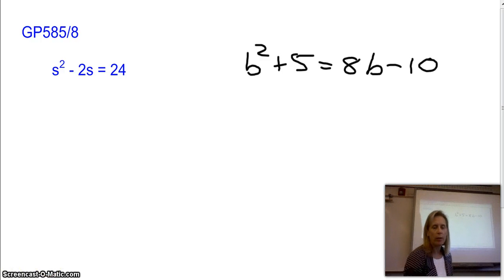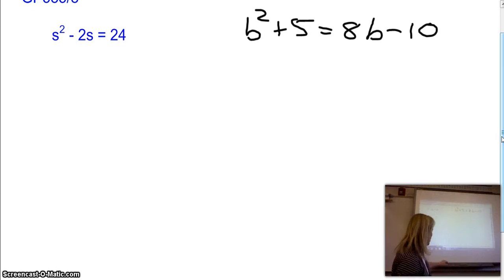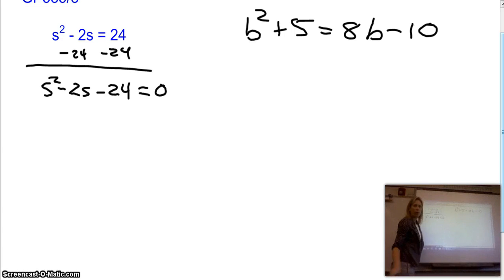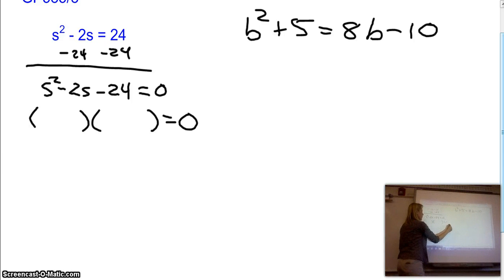Okay, hopefully you set this equation equal to 0 first, right? And how did you do that? Subtract 24 from both sides. s squared minus 2s minus 24 equals 0. So here is our trinomial, and we now need to factor it. s times s is s squared. So what factors of 24 subtract to be negative 2?